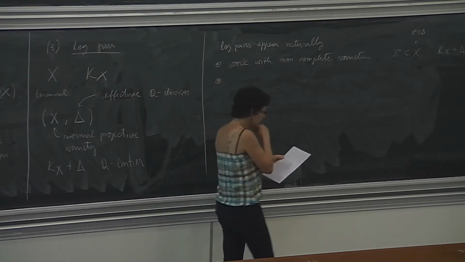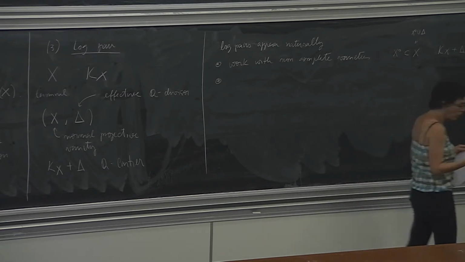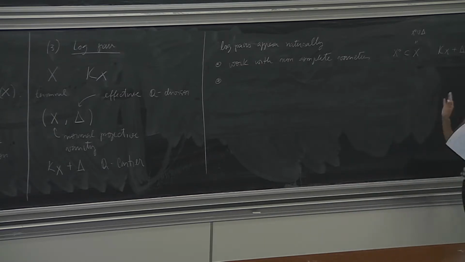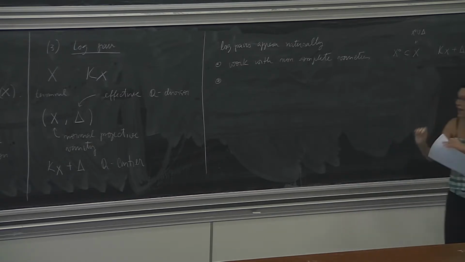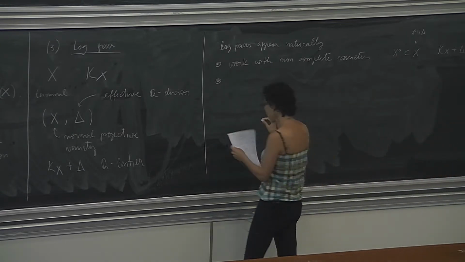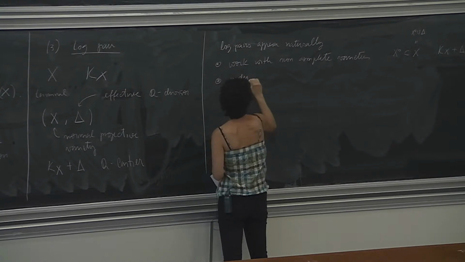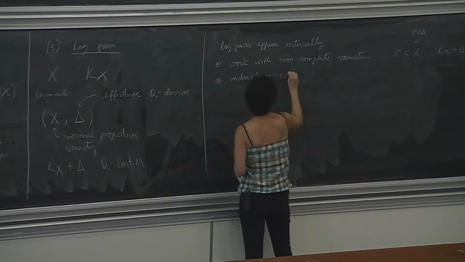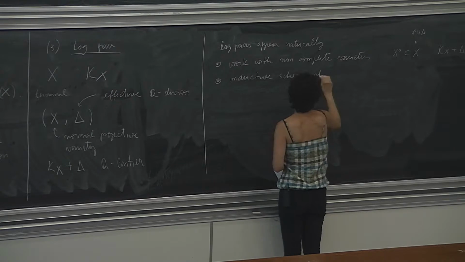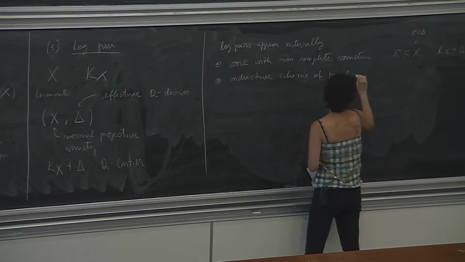It also appears, even if you're interested in a minimal model program, not for pairs, but just for varieties, you have to consider pairs because they appear in the inductive scheme of the proof of MMP.